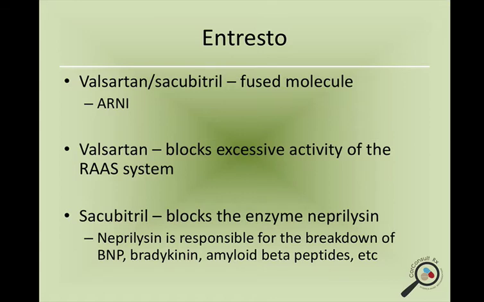So we're familiar with valsartan, which is going to block the RAS system, but sacubitril, which is the neprilysin inhibitor, blocks that enzyme, neprilysin, which is responsible for the breakdown of BNP, bradykinin, amyloid beta peptides, and other vasoactive peptides. So when you inhibit that breakdown, you allow the valsartan to work more effectively.